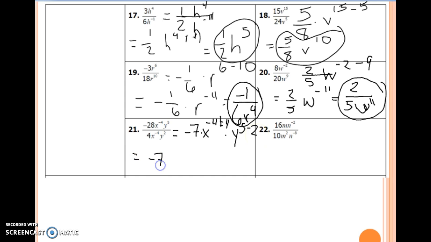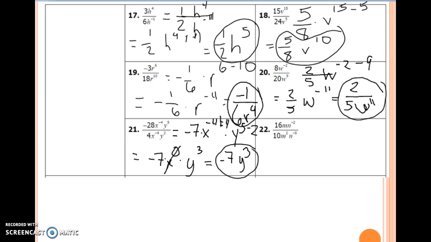Okay, that negative 7 is a whole number, doesn't simplify. Negative 4 plus 4 is x to the 0. And then y is to the 5 minus 2, which is 3. Well, anything to the 0 power is 1. That's gone, so we have negative 7 y to the third, because anything to the 0 power is 1. So x is gone.